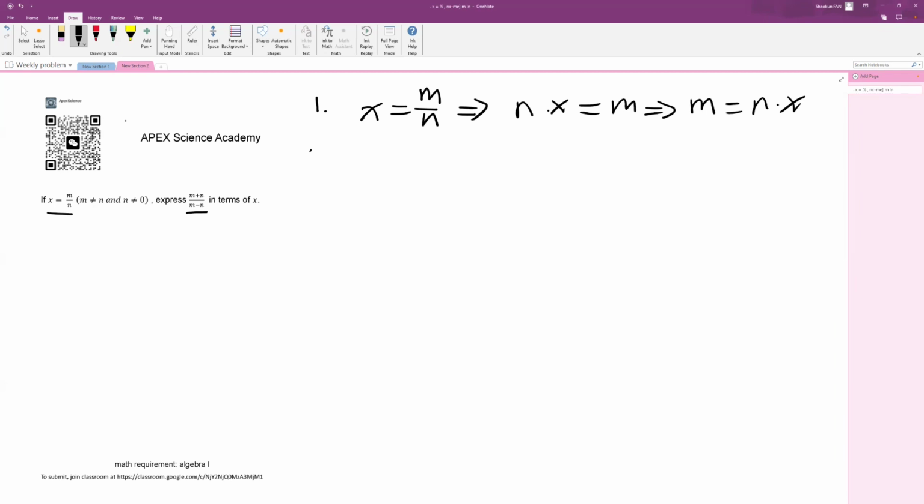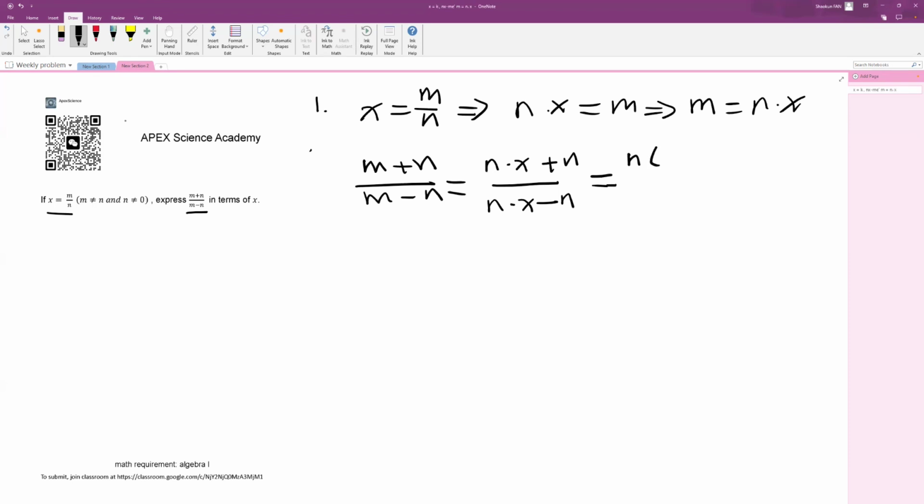You may ask, what do we do about n? Let's hold on for a second, and we may find a solution later on. Basically, we have m plus n and m minus n. So we replace m with n multiplied by x, giving n multiplied by x plus n, and n multiplied by x minus n. Now you would probably see that n is a common factor for both the numerator and the denominator.